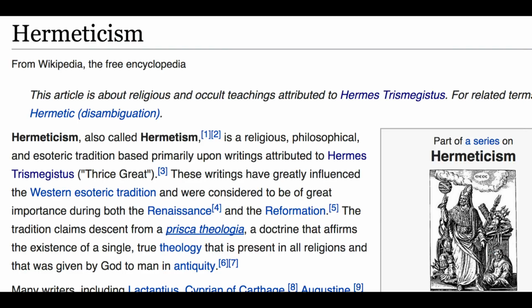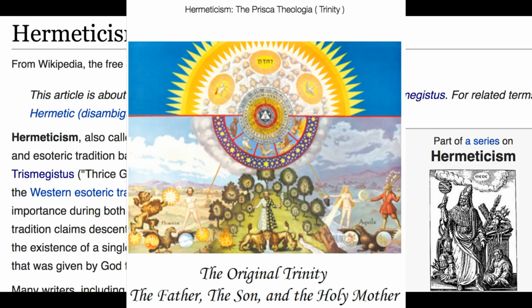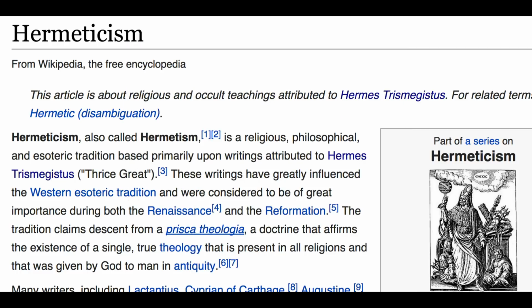Are you seeing, hearing this? This is Wikipedia, and they have the numbers there so you can look up the sources, how this is written in history books or in documents recorded. The tradition claims descent from Prisca theologia, a doctrine that affirms the existence of a single true theology that is present in all religions and that was given by God to man in antiquity. Present in all religions. Okay, you see the influence of remembering. Part 1, right? Let's go.